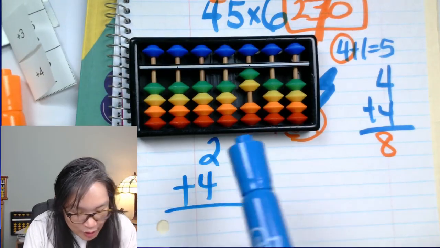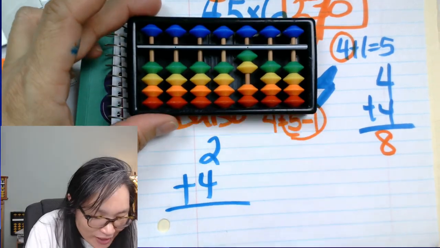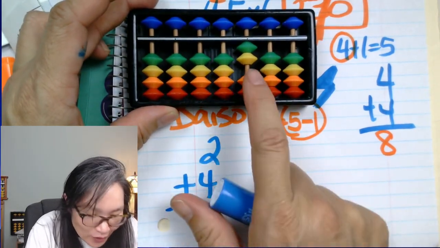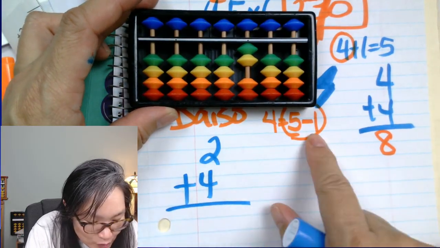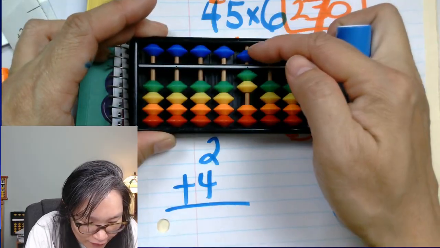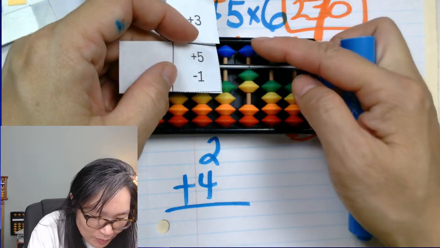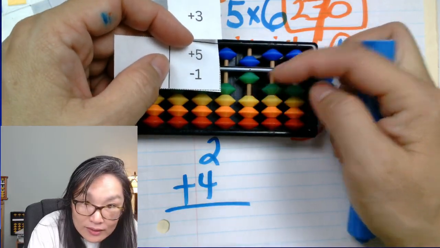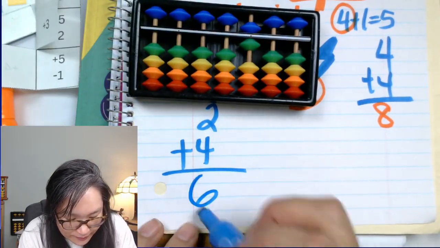So we want to add the 4, but we don't have enough beads. What do we do? We know this. We just do it again: plus the 5 minus the 1. That's all we do. Does that make sense? Plus the 5 minus the 1. And then my answer is 6. That's it.